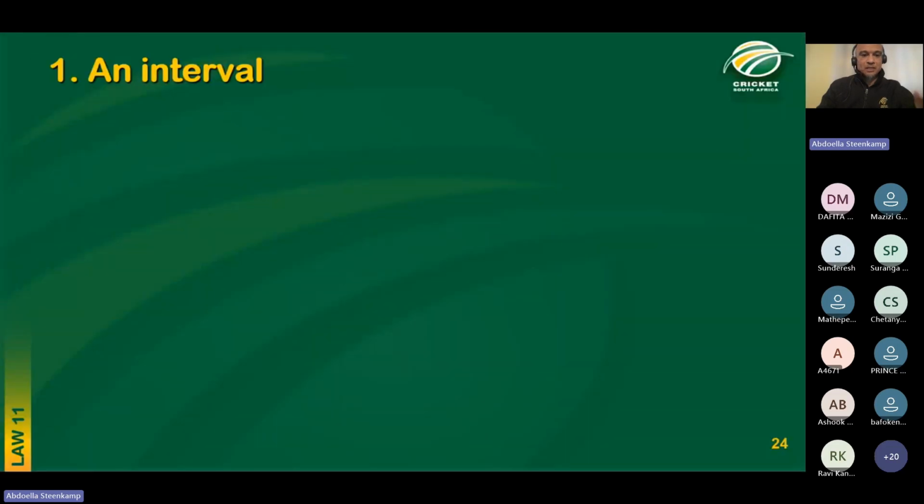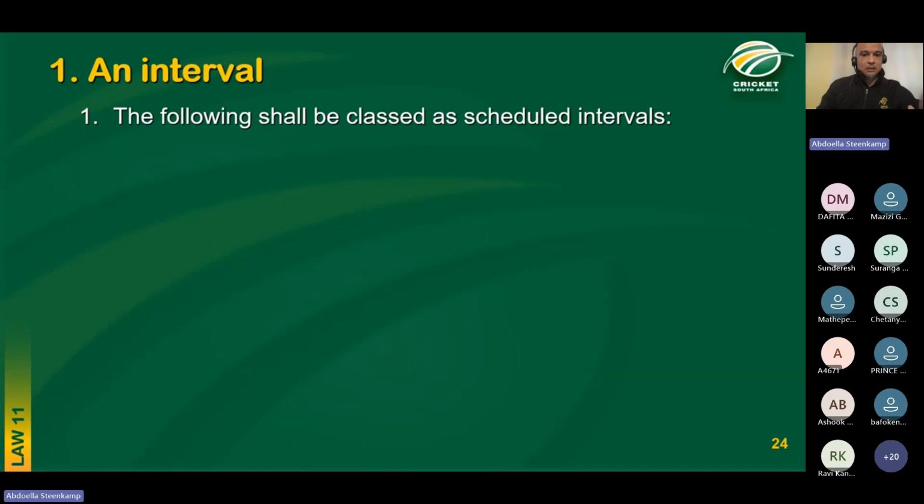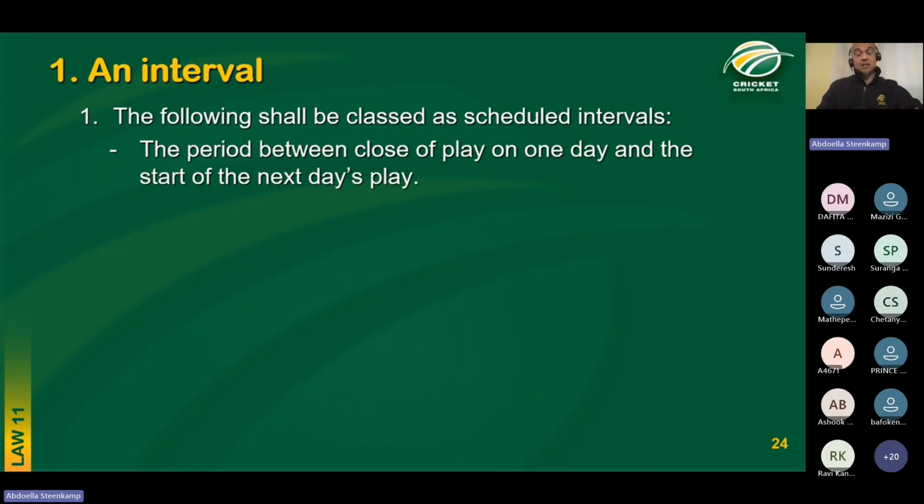When it comes to intervals, the law classifies the following as scheduled intervals. These are examples of intervals that are decided before the game started. What are examples of these scheduled intervals? Firstly, the period between close of play on day 1 and the start of the next day's play. That's a scheduled interval. Your interval between innings, scheduled interval.